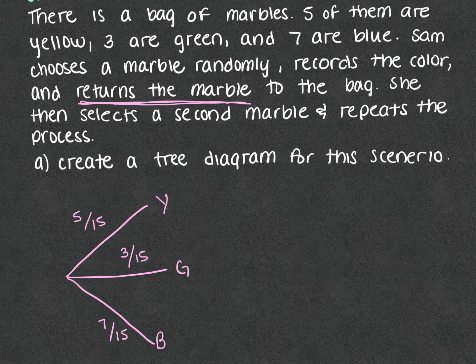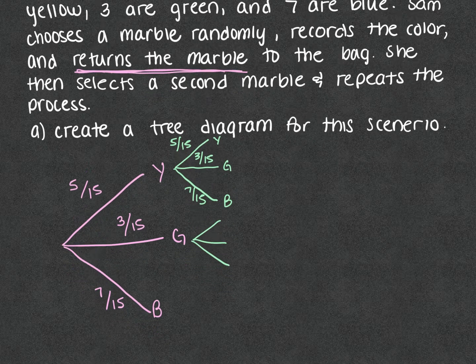This represents the first time she picks a marble. After that, she puts it back, and then she picks a marble again. So on this branch right here, we're gonna assume that she chose a yellow marble first. Now the second one can either be yellow, green, or blue. And because she put the marble back, they have the same exact probabilities of happening. So 5 out of 15, 3 out of 15, and 7 out of 15. And that's going to be the case for all 3 of these.